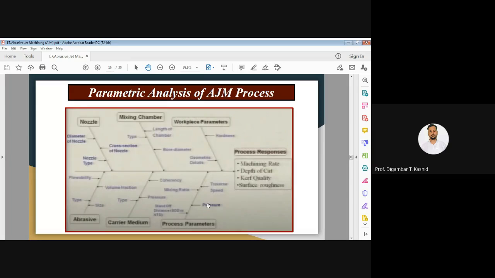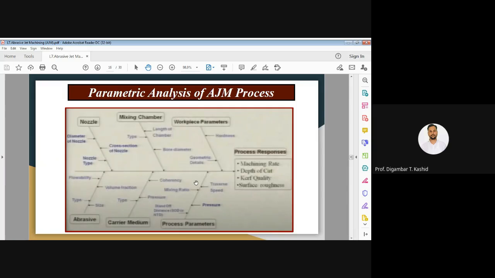Okay, so both affect the performance of the process. Then, here I have mentioned the coherency of your carrier medium, and the pressure that you are using. So that part also affects the performance of the process.